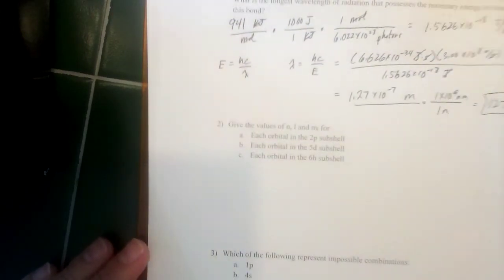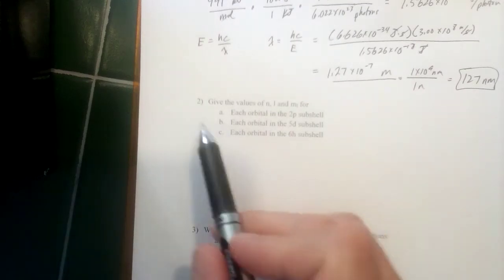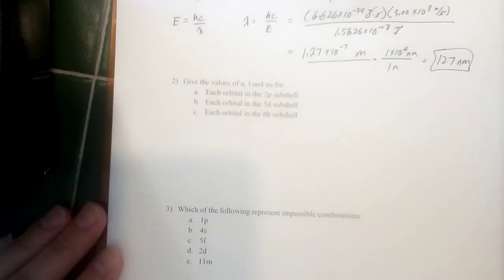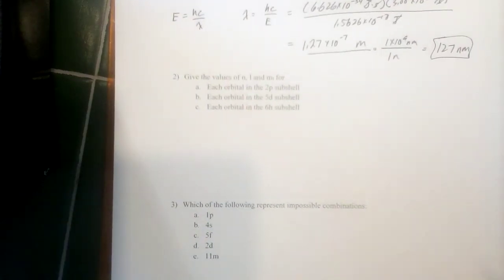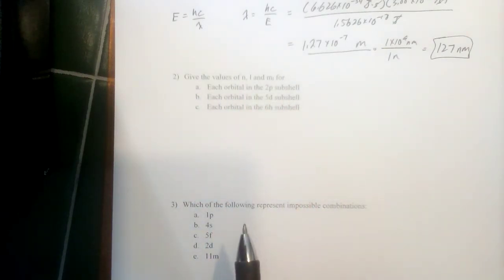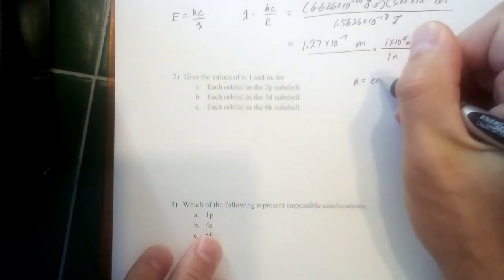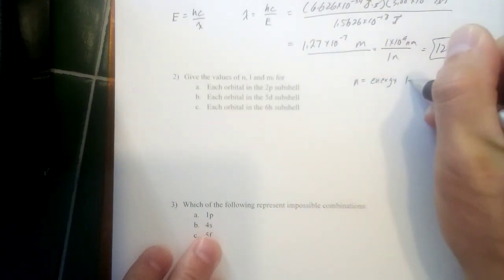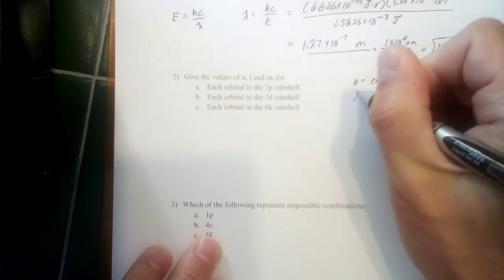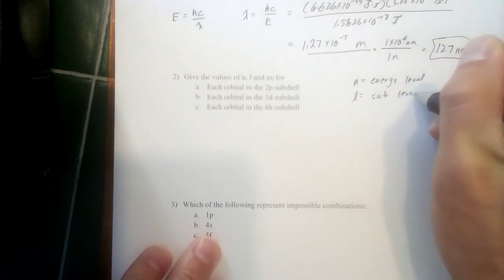Okay? So same math, just going in the opposite direction. Okay, question number 2. We want the values of N, L, and M sub L for some different subshells. The important thing to keep in mind here, N is the energy level. That's the first quantum number. And L is the sublevel. That's the second quantum number.